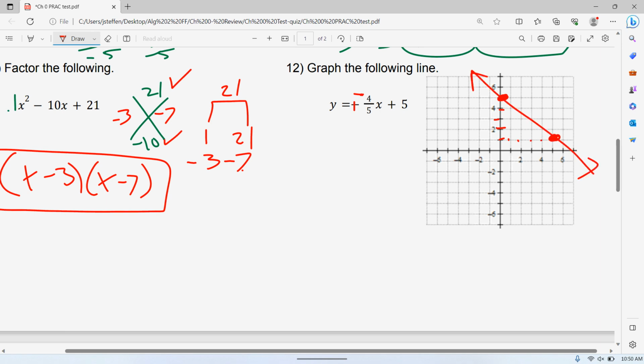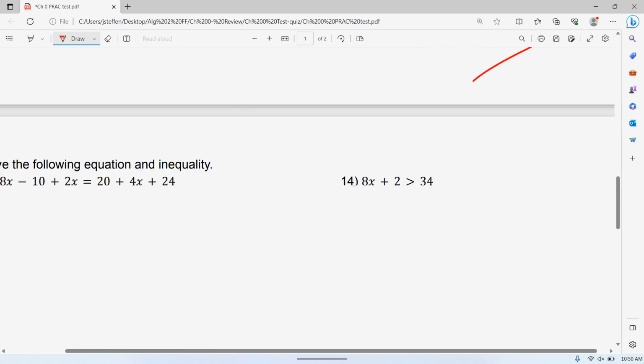And again, one way to check really quickly, as you go from left to right, if it's negative, it slopes downward. If it's positive, it slopes upward. So we know we at least have a negative slope. So that's a good way to at least double check that a little bit.